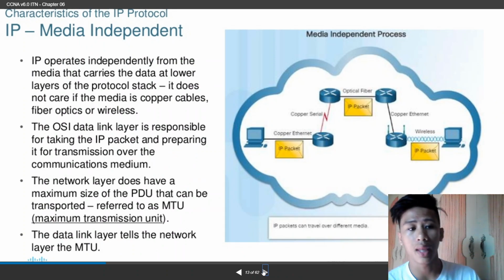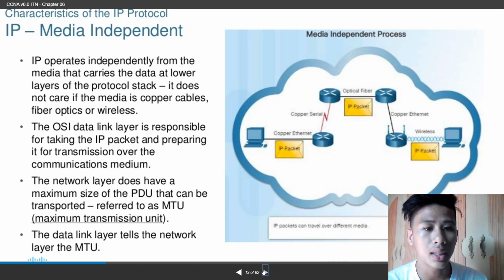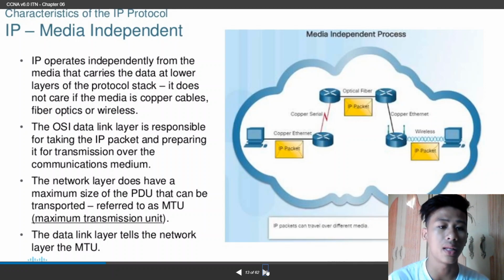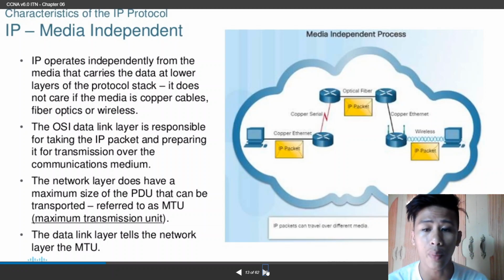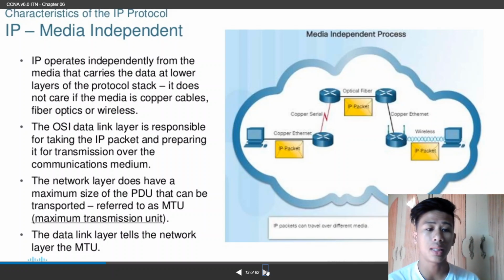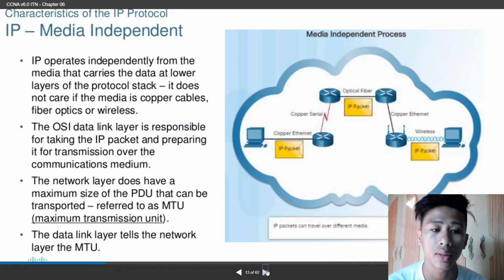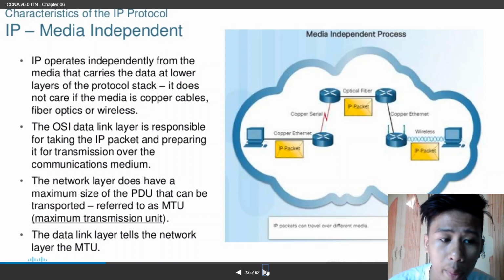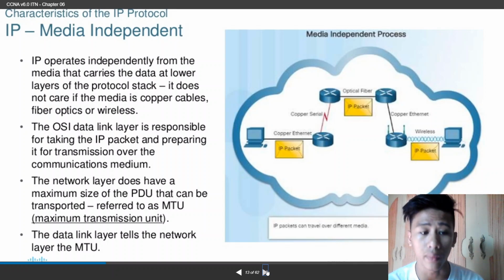IP is media independent. IP operates independently from the media that carries the data at the lower layers of the protocol stack. It does not care if the media is copper cables, fiber optics, or wireless. The OSI data link layer is responsible for taking the IP packets and preparing them for transmission over the communication medium. The data link layer tells the network layer the MTU.